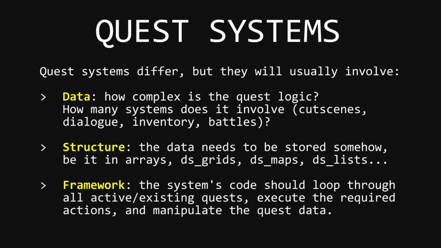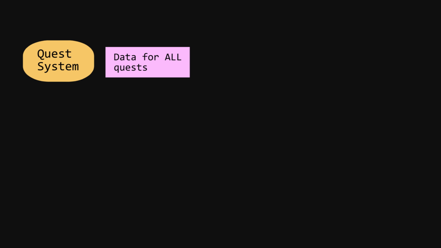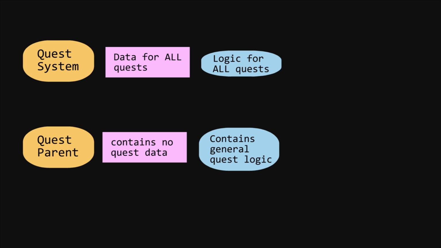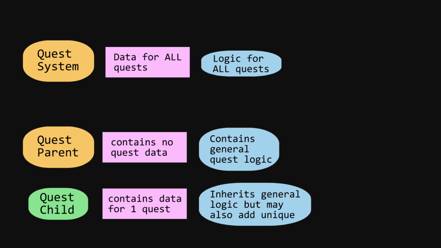So let's have a think about how we're going to represent our quests and quest system in GameMaker. So we could have a single quest system object that takes care of absolutely everything quest related. So we'd store all the quest data and all the logic in that object. Or we could have a parent quest object, kind of like a class, and then every quest would be a child of that parent with just some unique data and variables. And then once a quest is finished, it can just be deleted.